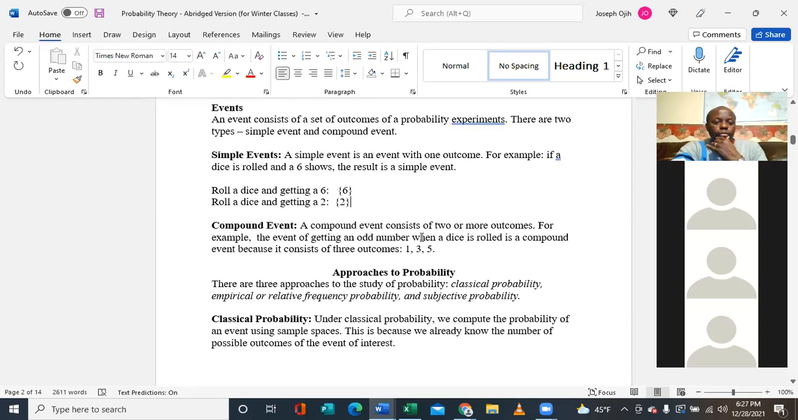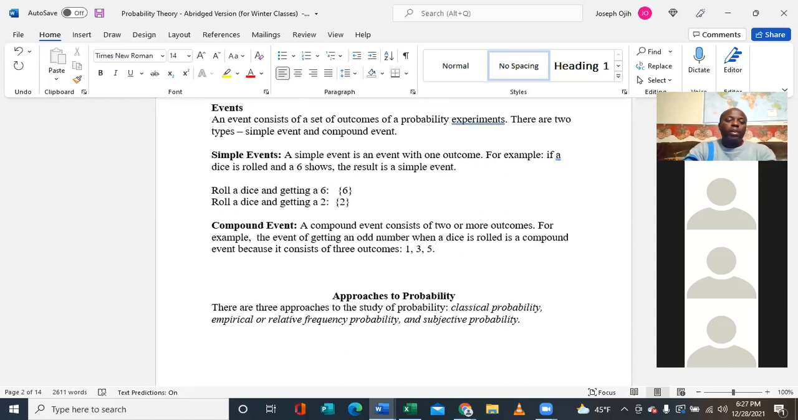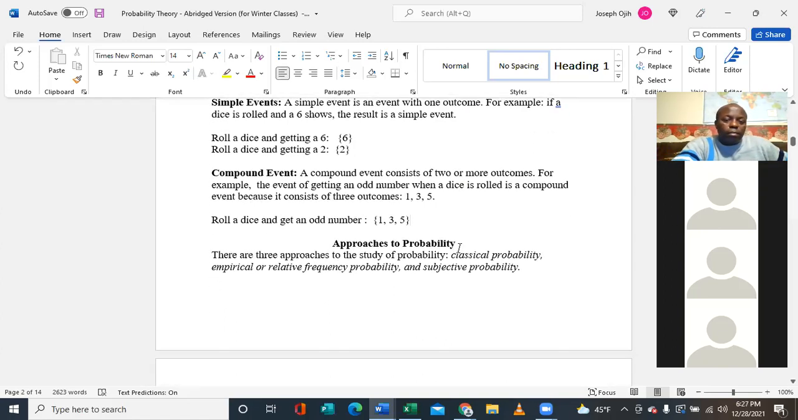Now, a compound event is where there is more than one outcome. For example, let's say that you roll a dice and get an odd number. In that case, it's a compound event, between odd number in a dice, or even number, doesn't matter. 1, 3, and 5. See, more than one outcome. So that's the difference between compound and simple events. Any question on this?